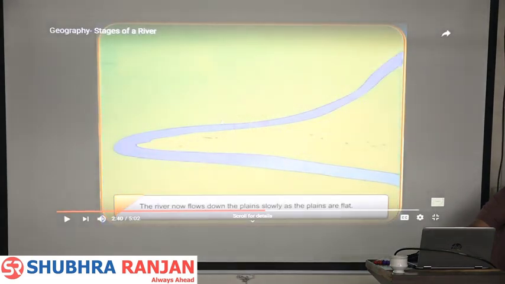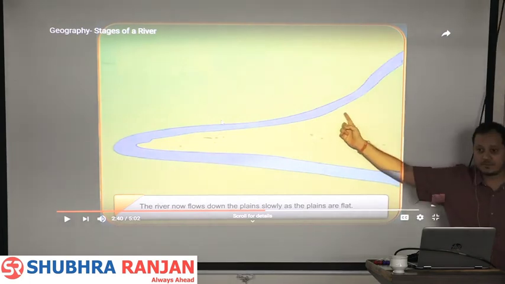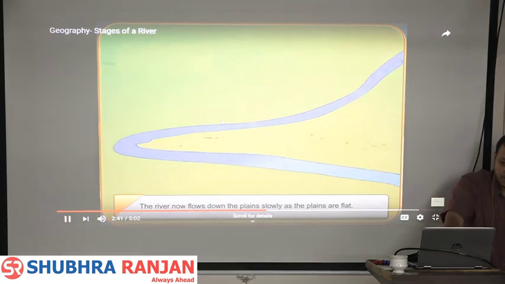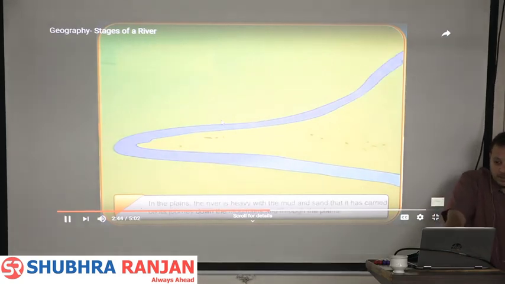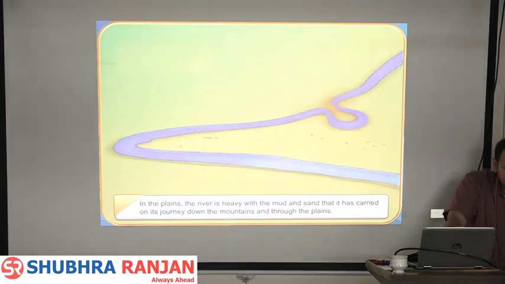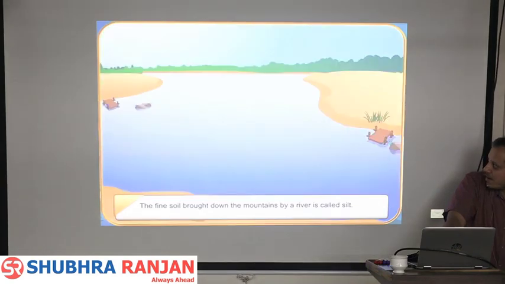Because the speed of a river has decreased, it will start moving, and we will call such moves meanders. The meandering of a river will occur. Speed has decreased, meandering has increased.